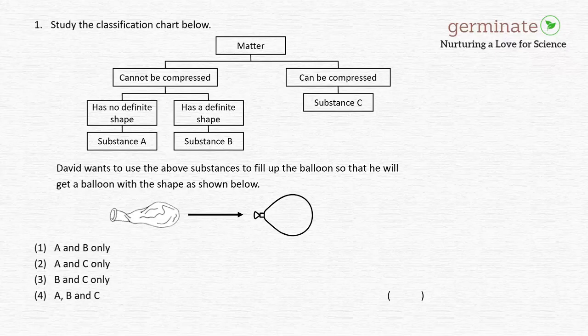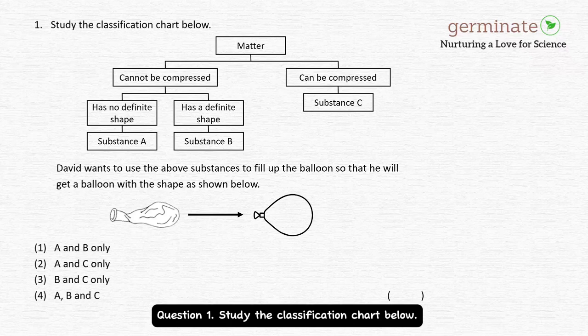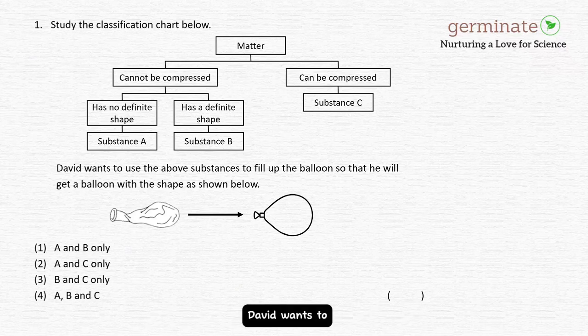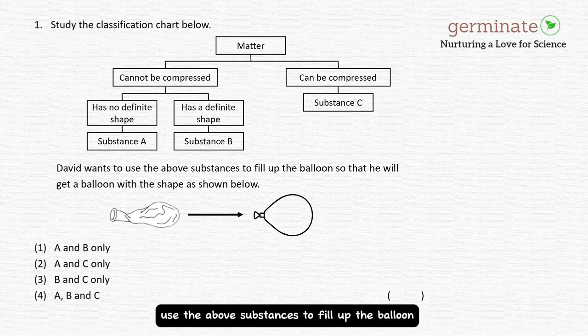Let's start. Question 1. Study the classification chart below. David wants to use the above substances to fill up the balloon so that he will get the balloon with the shape as shown below. To answer this question, let's first examine the classification chart.